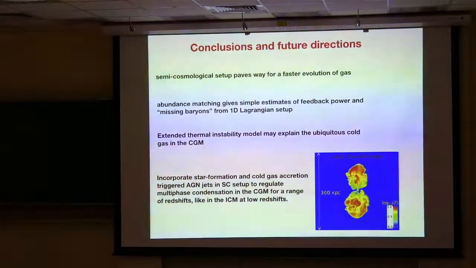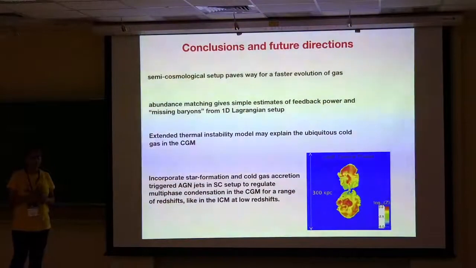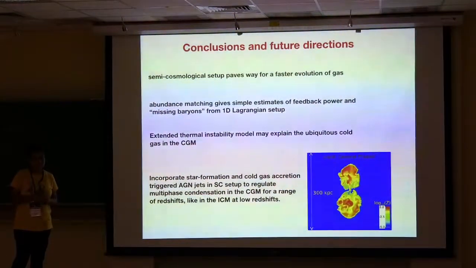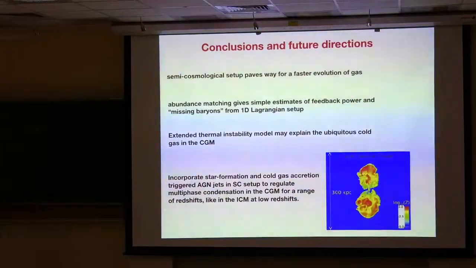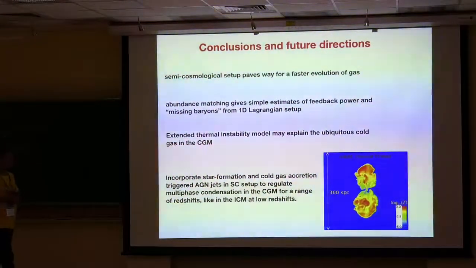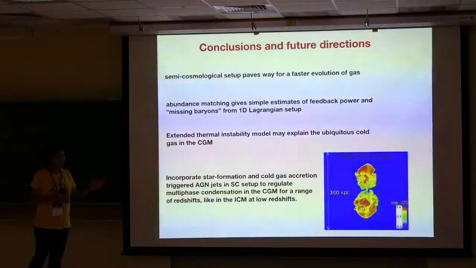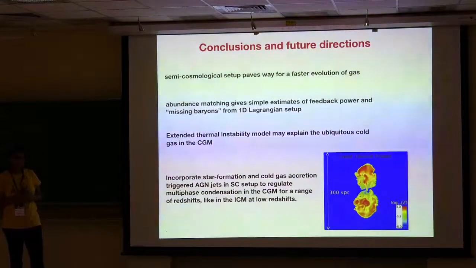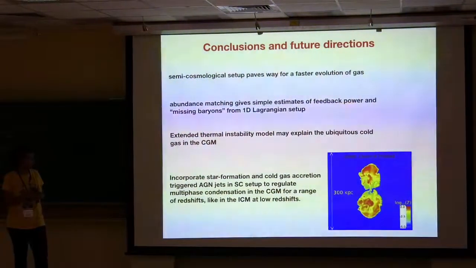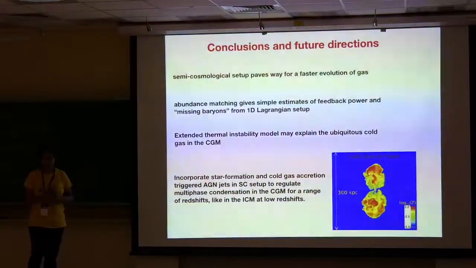We are trying to extend this thermal instability model to explain the reservoir of cold gas in the outskirts, particularly in lower mass halos. Eventually, we will try to put in some realistic feedback, the kind of jets that BFF has in our group. So these are basically triggered by cold gas accretion onto the black hole. So we want to put some more realistic star formation and feedback processes in our semi-cosmological setup.